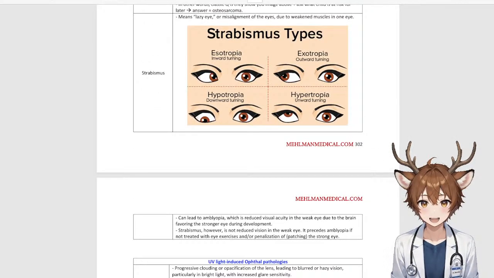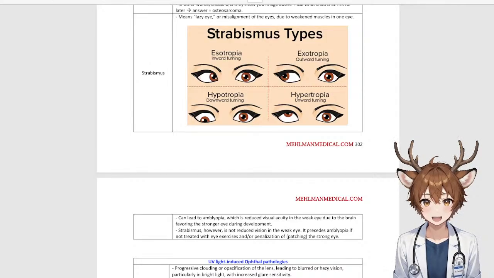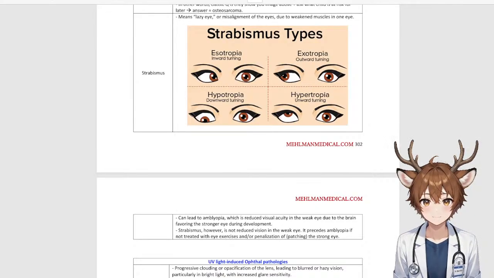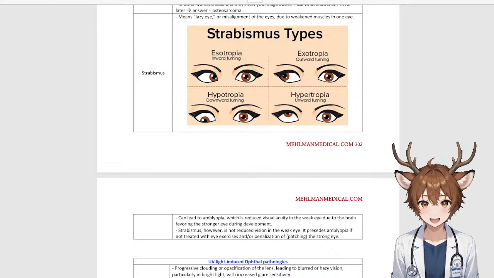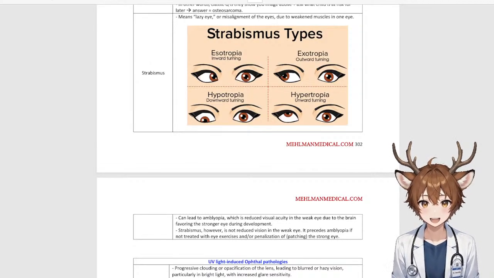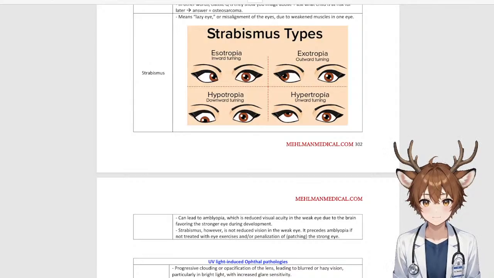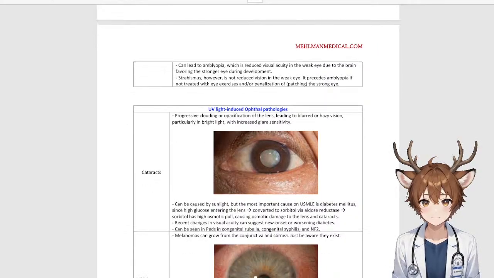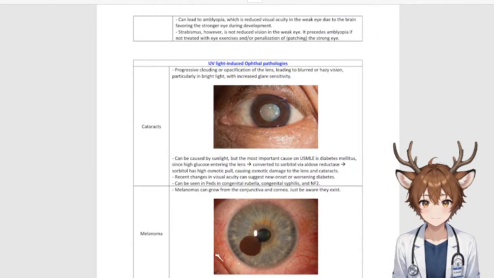Anyway, strabismus can lead to amblyopia, which is reduced visual acuity in the weak eye due to the brain favoring the stronger eye during development. Strabismus, however, is not reduced vision in the weak eye. It precedes amblyopia if not treated with eye exercises and/or penalization or patching of the strong eye. So basically, the way you could treat it is by trying to get the other eye to do more work, and by maybe making the strong eye a little bit weaker so they're a little bit more balanced out. So penalizing the strong eye, trying to get the weak eye to work out, I guess.